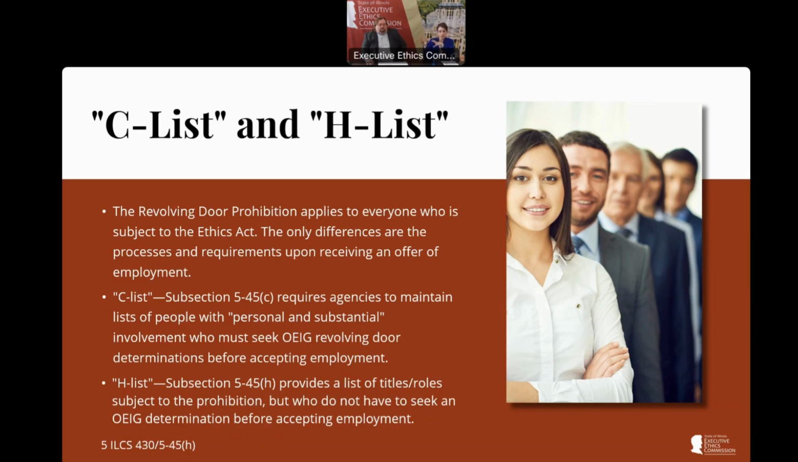Those are the C-listers. Then we have the H-listers. They are described in a different subsection of the Ethics Act, that's subsection 5-45H. But in the H list, that's a list of titles and roles, people who are subject to the revolving door prohibition, but they do not have to seek that Executive Inspector General determination before they accept non-state employment. So we've got our C list, we've got the H list, and those are the subsections of the Ethics Act that those terms come from.